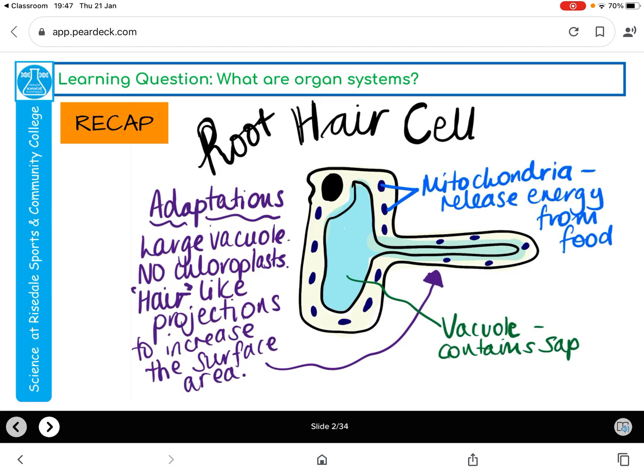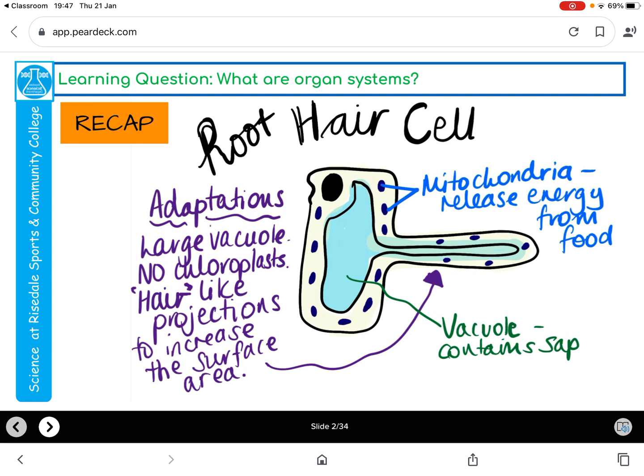So to begin with, I gave you a little hint about the next coming questions, and I reminded you about one of the specialized cells that we had learned about in a previous lesson called a root hair cell. And this is the one that is found in a plant, not in an animal, not on the head near the hair, but the one that was found in a plant. And it has some special features that make it better to do its job.